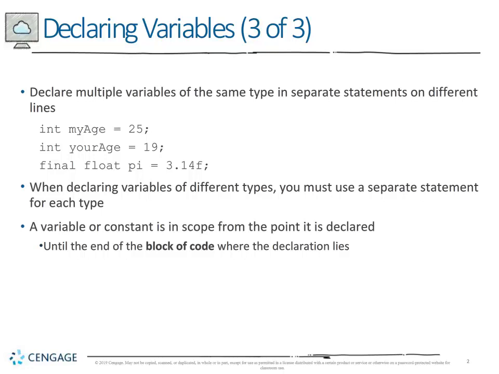To declare a variable, the syntax is type, variable name, equals, value, semicolon. Here we have an integer, myAge equals 25, semicolon. When declaring variables of different types, you must use a separate statement for each type. So we cannot say int myAge = 25, comma, float pi. No, we have to use a separate statement, and each statement ends with a semicolon.